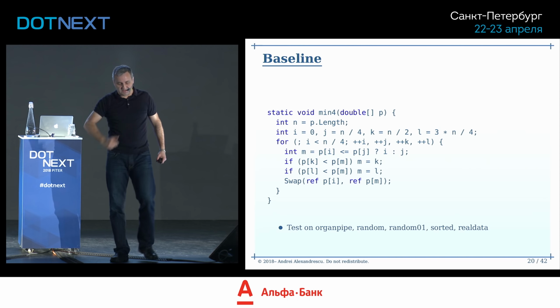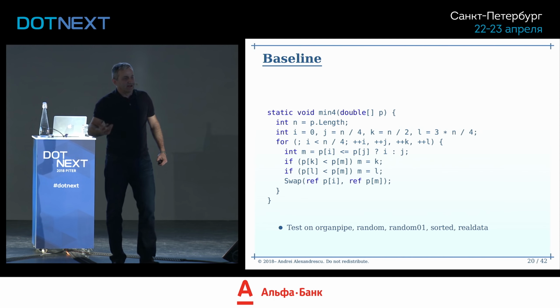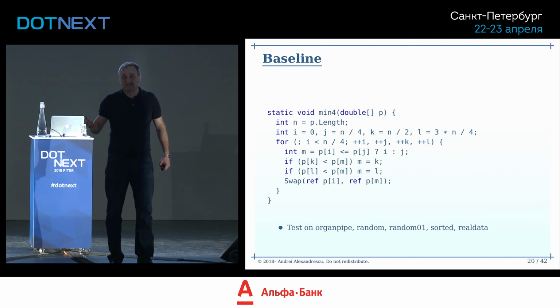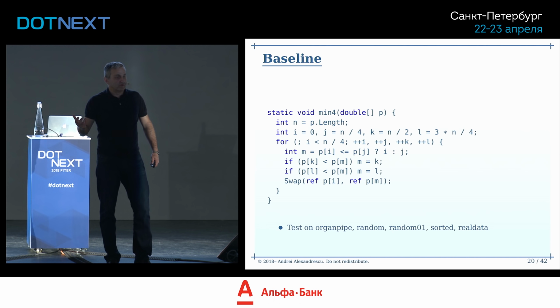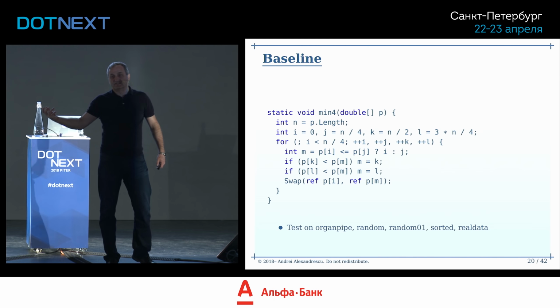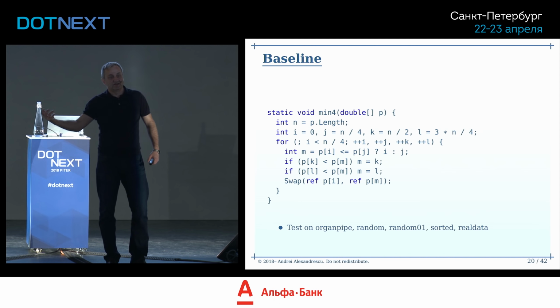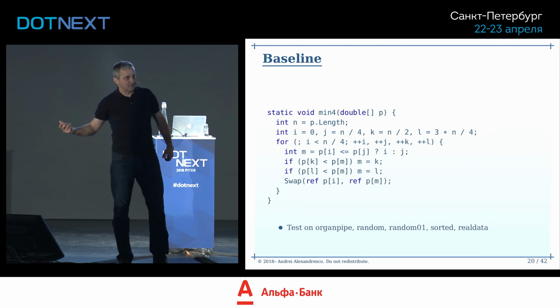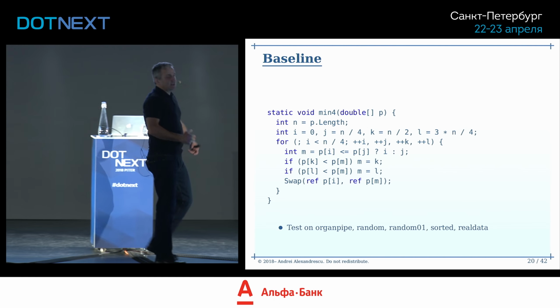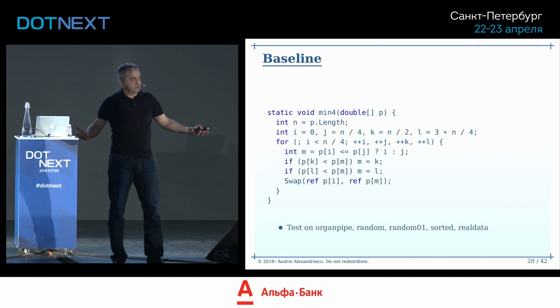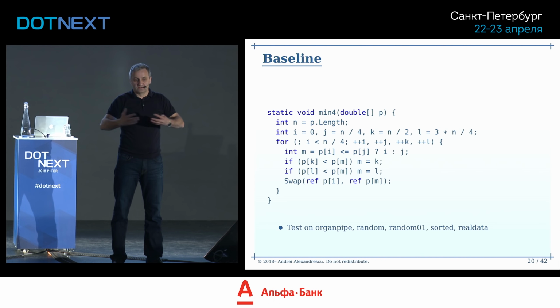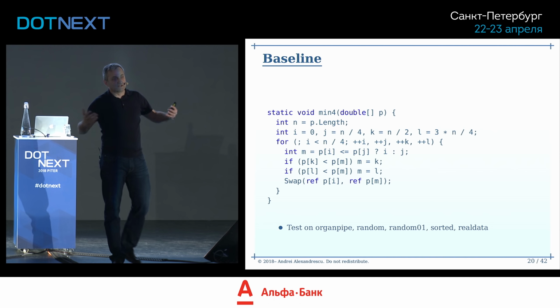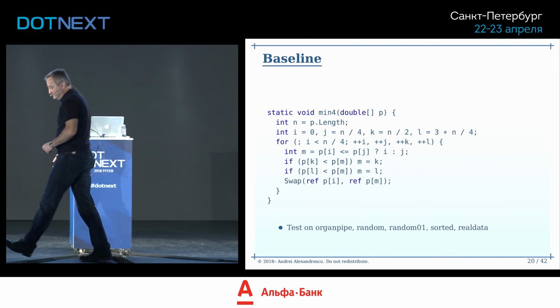Sorted is already sorted data, and then you want to take some data from an actual measurement of a physical measure, which would be real data. And these are your testing sets. So there are a few typical artificial data sets, a few uniformly distributed data sets, and then you have a real data set. And this is how a serious measurement should go. You should think in advance about what kind of data you want to measure with.